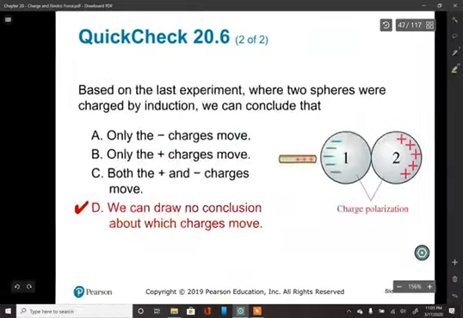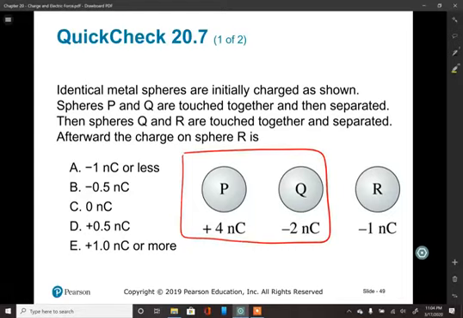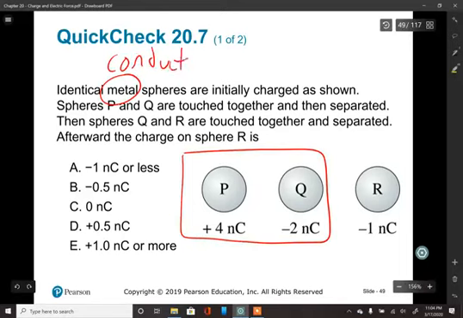All right, skipping some of these. So here's another good sort of question. We have identical metal spheres that are charged, as shown in the picture, and we do a couple of processes. We have to figure out what it looks like at the end. The first thing we do is we touch spheres P and Q together. These are metal, which means conductor, and that means charge can flow. That's the important bit of the metal.